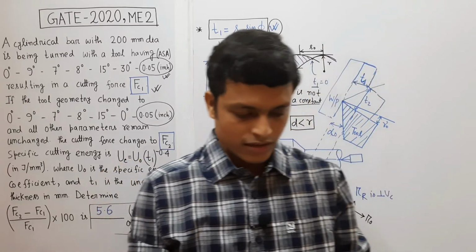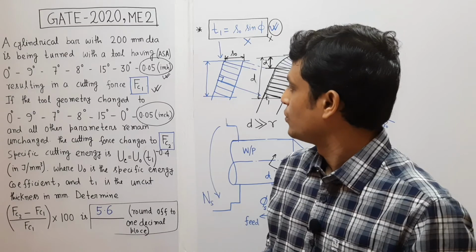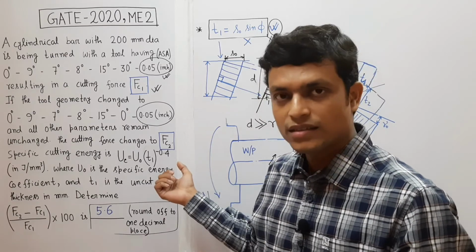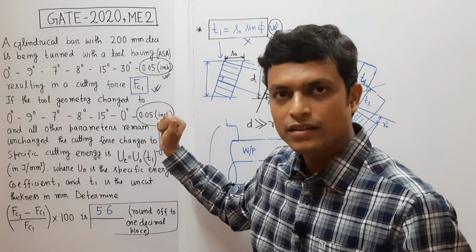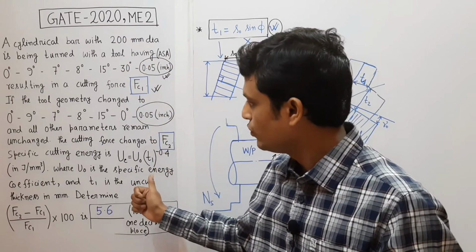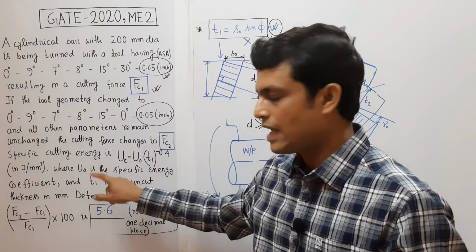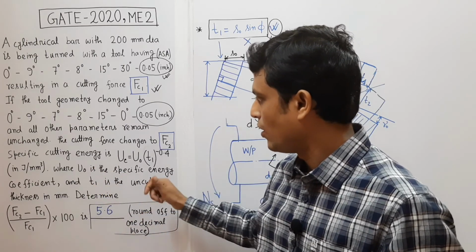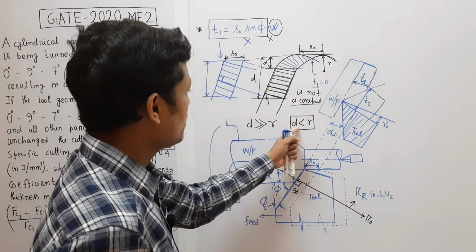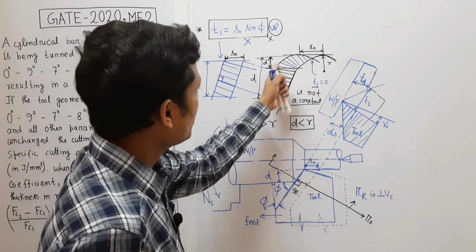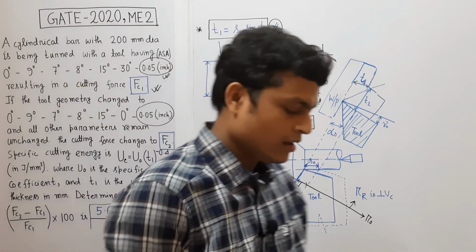So I think this problem has insufficient data, so you can consider this an insufficient data problem, because the depth of cut is not given, or either it has to be mentioned that T1 is the average uncut chip thickness or at what instant. If D is less than the nose radius, then at what instant is T1, or the average T1. I hope you have understood.